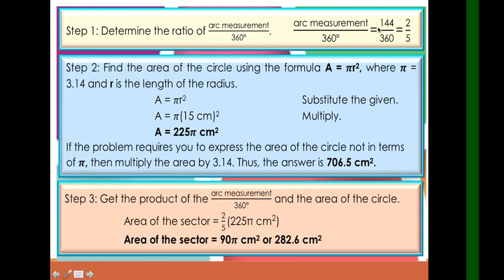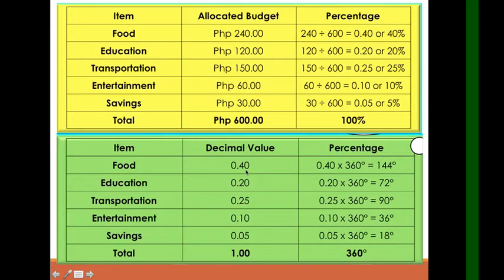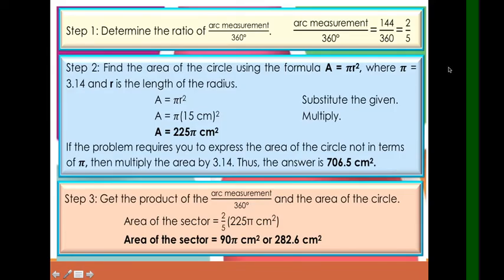Saan ko nakuha yung 144? Dito sa food, no? Ito yon, 144. Then divide by 360. What is the ratio? Tama. 144 over 360, in simplest form, that is 2 over 5. So that is the ratio.